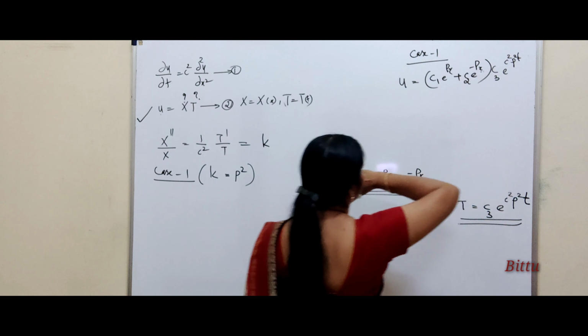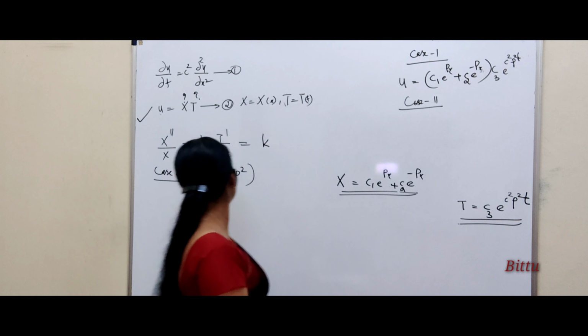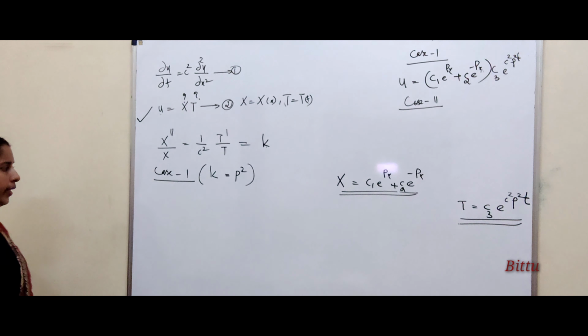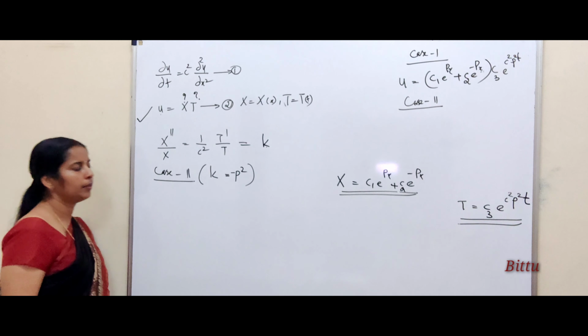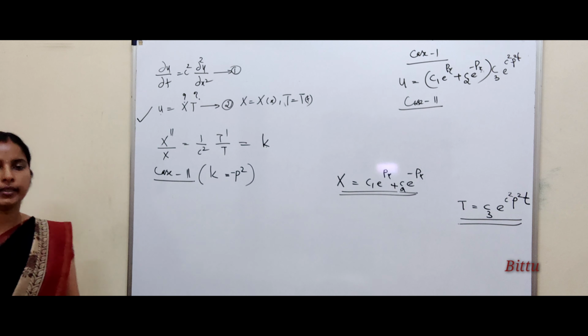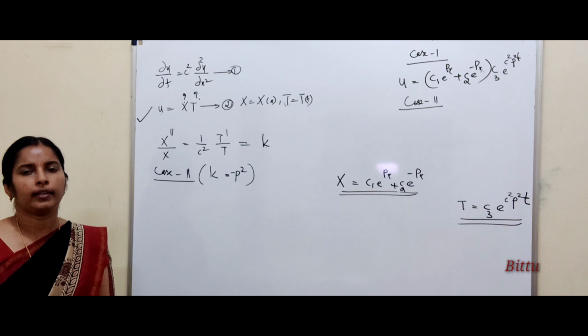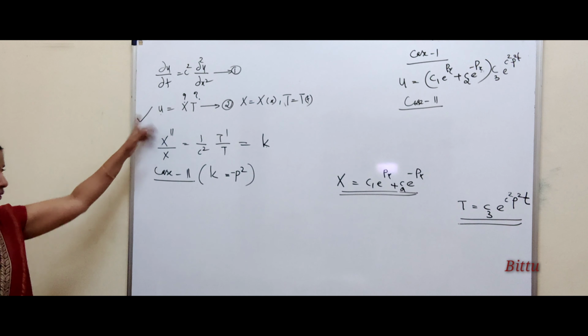Similarly, you have to consider another case. In the first case we assumed k is positive. In the second case, you take k as negative. For indicating a negative number, you have to take it as minus p square. Minus p square is always negative. So in this case, we have to find the solution u.